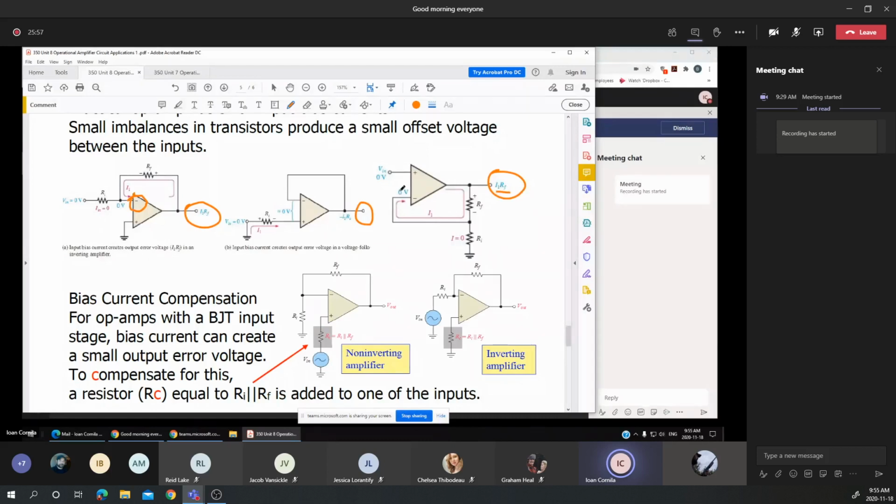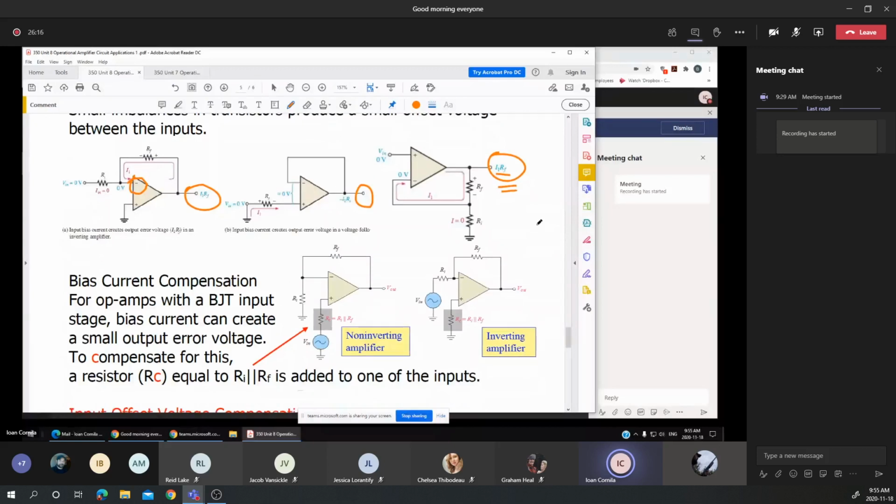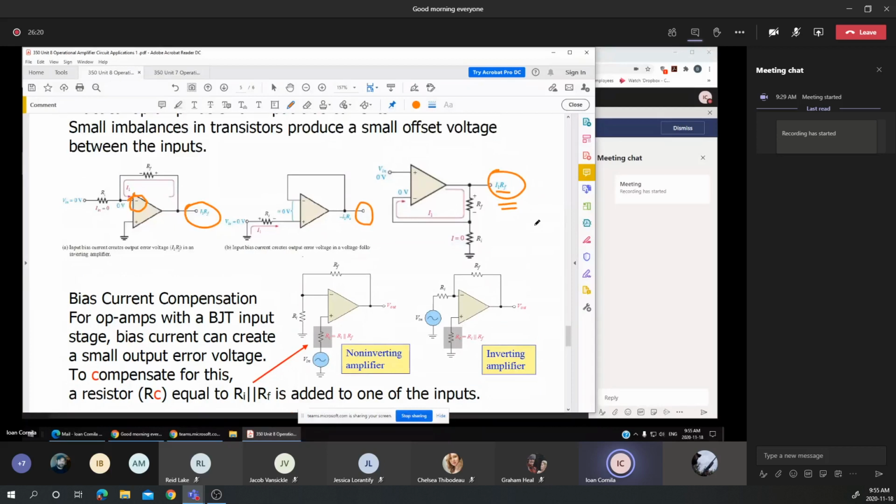Again, we are amplifying the difference between the two inputs. If the V in is equal to 0, the other voltage should be 0, and the output voltage will be equal to 0. Again, it's the imperfection, it's the real values. If we are trying to make identical resistors, there is a small difference between the two input transistors.